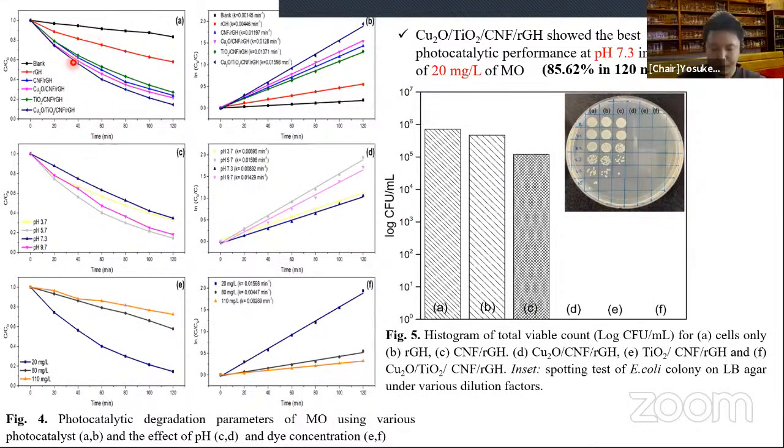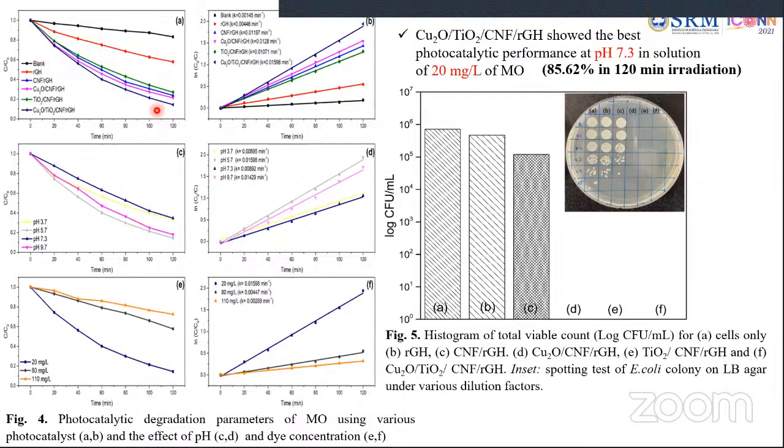So moving on, in our application, we tried using methyl orange as our dye pollutant. So we could see when we compare, the modified reduced graphene hydrogel gives the best photocatalytic performance. While in terms of the kinetics, you can see they managed to degrade methyl orange up to 85.62% under 120 minutes of irradiation.